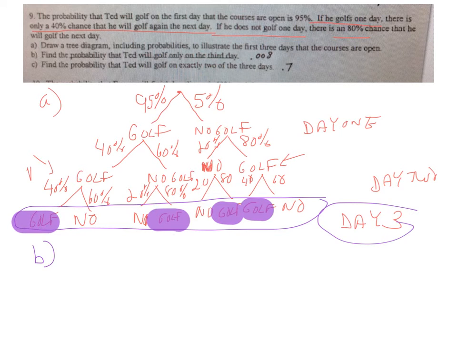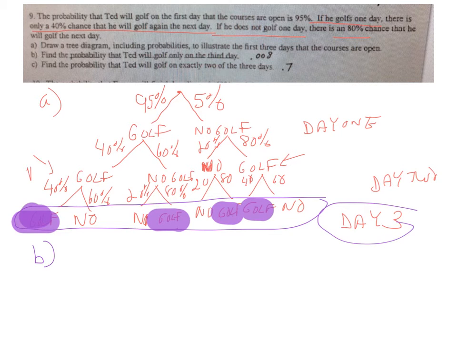Sorry, I told you wrong. Oh no, and I can't make that go away. Can you ignore that? Alright, sorry, I read that wrong. It said, find the probability that he will golf only on the third day. So I was just looking at day 3 and thinking that they were saying what's the probability he golfs on day 3. What they mean is we have to find a branch of the tree where he didn't golf at all until day 3.